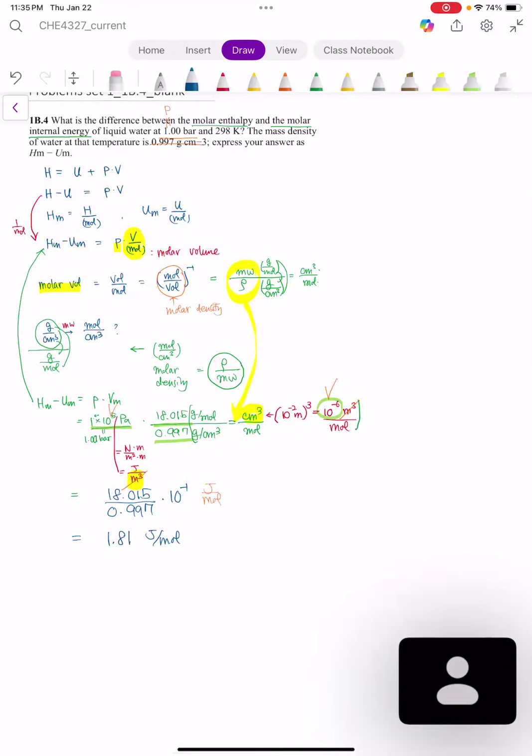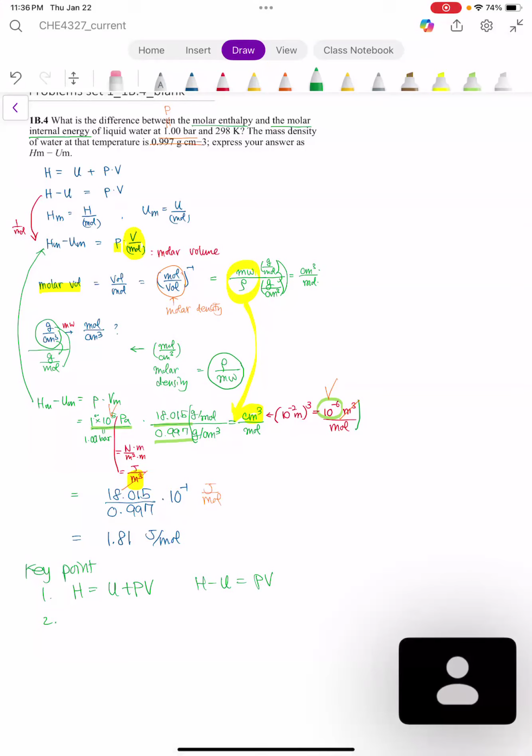Okay, actually here, let me just summarize the key points. First and foremost, in order to solve this problem, you need to know the definition of enthalpy, which is H equals U plus PV. Therefore, you should be able to derive that H minus U is equal to PV. Second, you need to know what molar enthalpy, molar internal energy, and so on is about. It's basically the total divided by the mole.